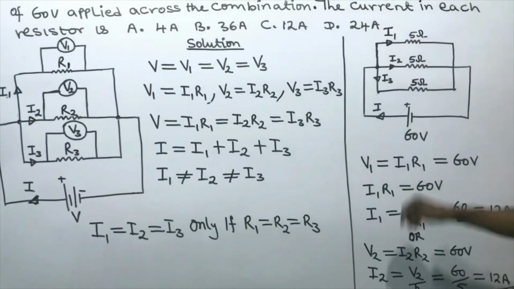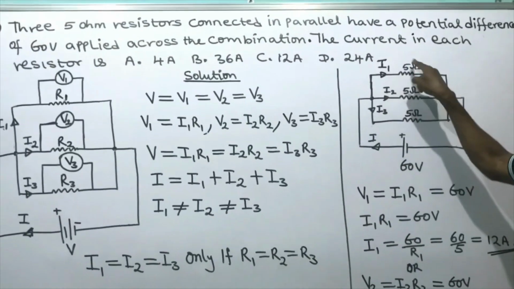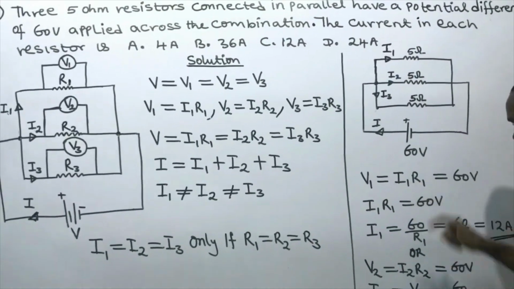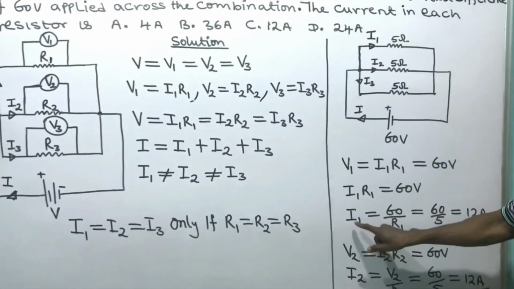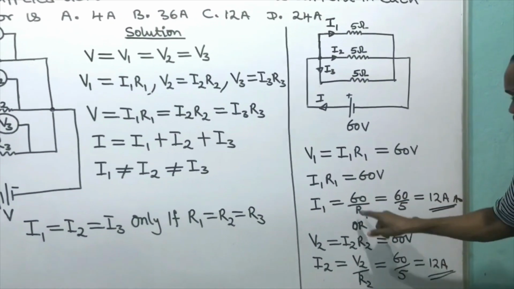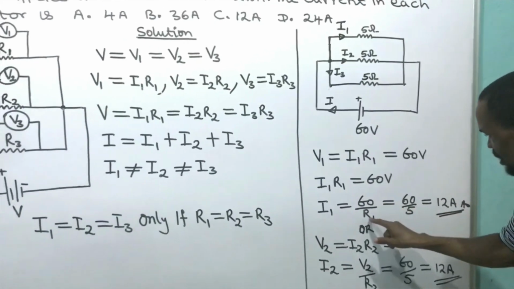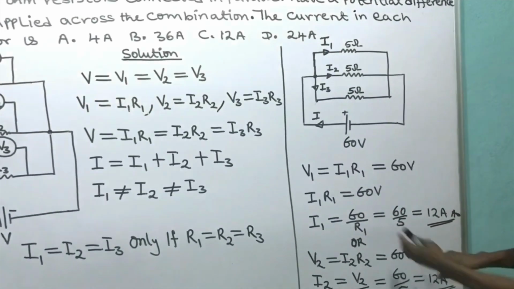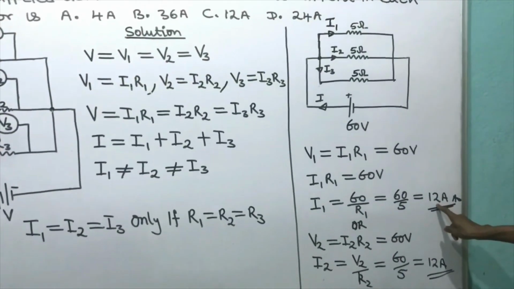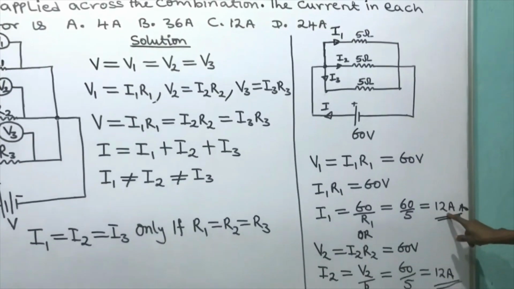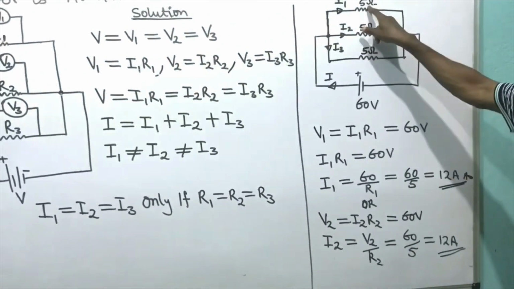And I choose this one. The voltage drop across what? This one, the first one. I say current 1 times R1 is equal to 60 volts. Making current 1 the subject of the formula, it becomes 60 volts divided by R1. And what is R1? 5 ohms. I put 5 ohms, and 60 divided by 5 gave me 12 ampere, because R1 is 5 ohms.